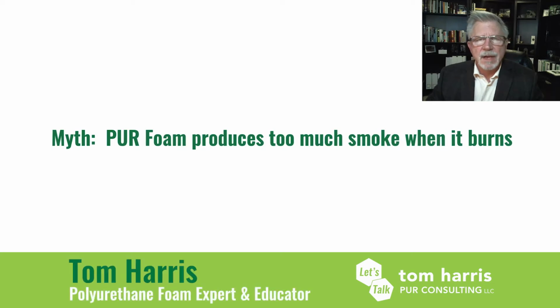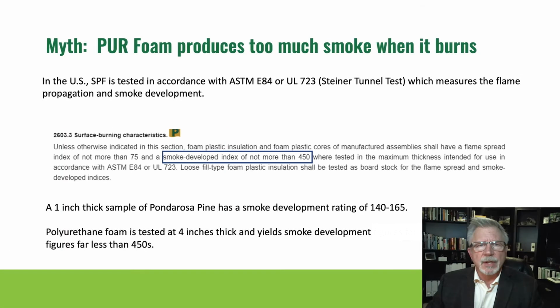We often hear that it produces too much smoke when it burns. Well, it's interesting. Building code allows us to have a smoke development, which is tested in this Steiner tunnel, again, the UL or ASTM version of the tunnel. We test the smoke development in that tunnel. And the number in the building code says you will not have a greater than 450, and again, it's another arbitrary number, of 450 smoke development.